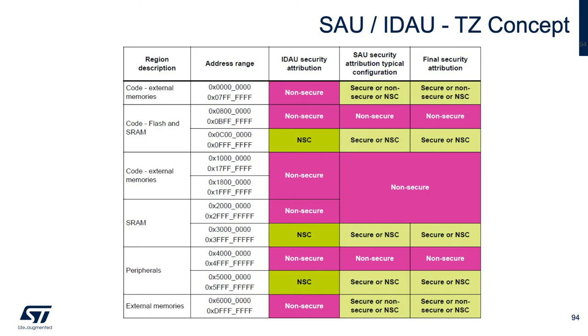All right, so the final word about the SAU, IDAU, and the aliasing of the memory map. The middle column shows the IDAU attributes. Out of reset, this is what you get: certain areas of SRAM are secure, certain areas are non-secure. Then the SAU comes along, and you decide you want to reallocate flash, SRAM, or peripherals, and that's how the SAU works. The ultimate final security attribute is based on what's done by the SAU.